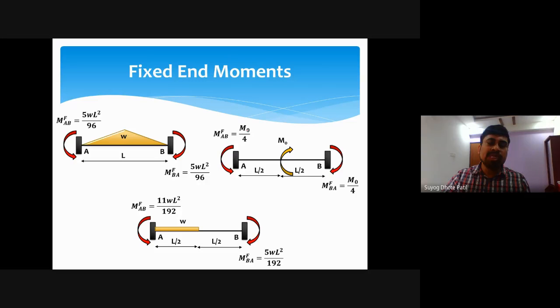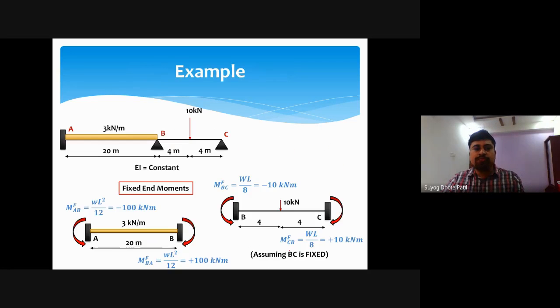If a moment is applied at the center, at a distance L by 2, L by 2, MFAB will be M0, denoted by M naught, and it is M by 4, M by 4. Similarly, for a fixed beam with half UDL over L by 2 distance from the left support, MFAB is 11WL square by 192 and MBA will be 5WL square by 192.